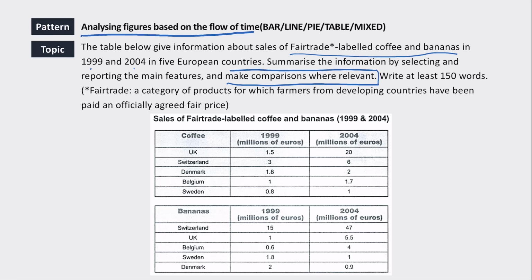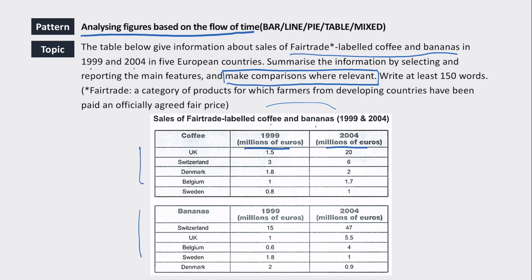Okay, so this is a really key part of Task 1, that you want to be comparing. So usually you're either comparing between countries, you're comparing between change over time, or you can compare between coffee and bananas. Okay, so let's just take a quick look at the data. So we've got our list of the same 5 countries. We've got the amount of sales in 1999, we've got the amount of sales in 2004.